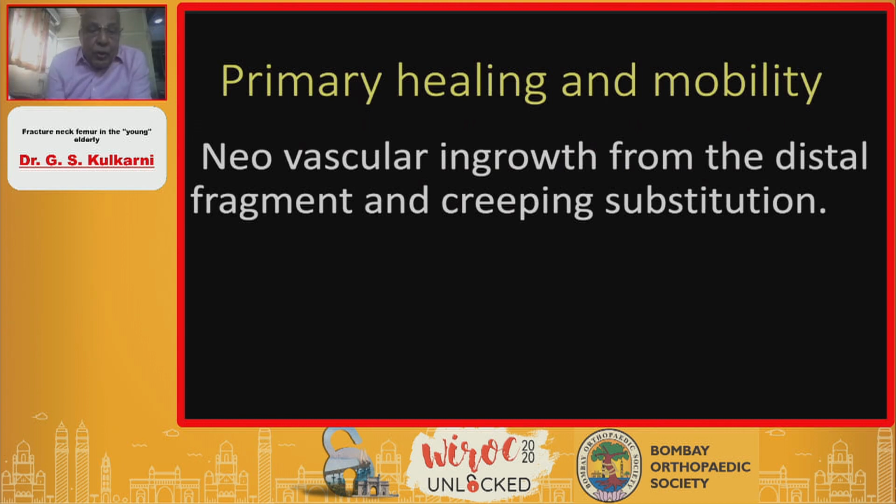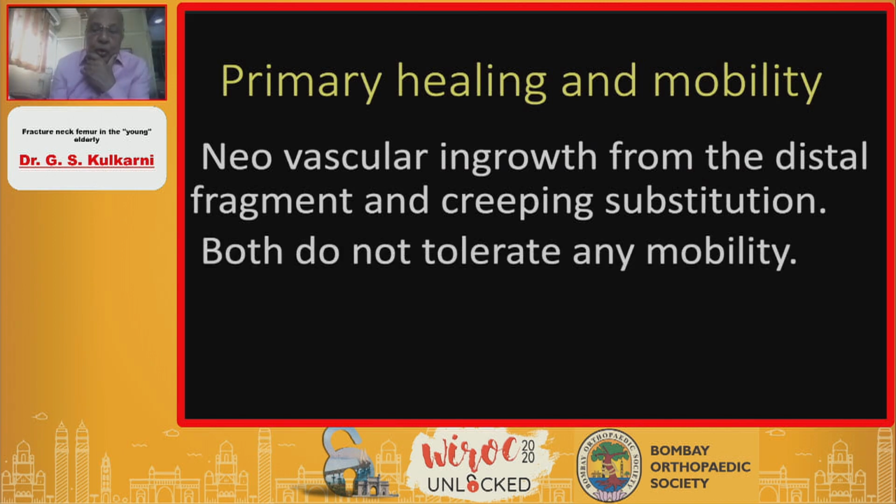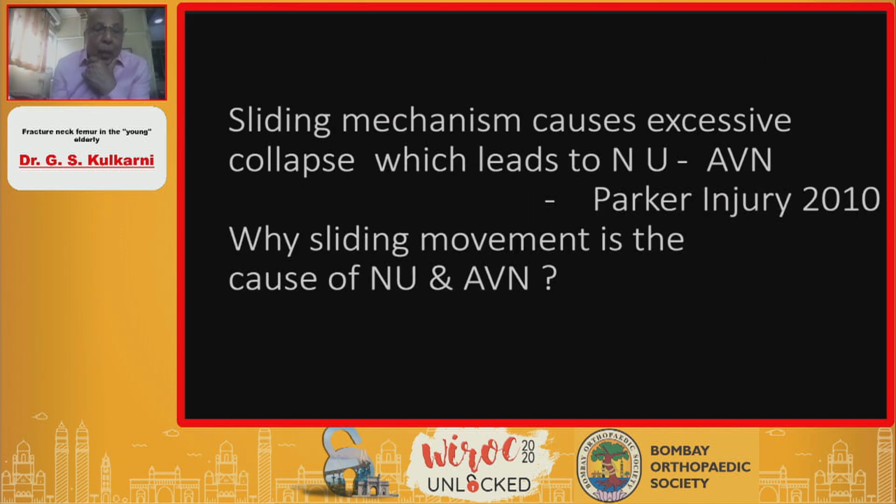There is neovascular ingrowth from the distal fragment, which has an abundant blood supply. There is also creeping substitution. These two processes are microscopic processes. They do not tolerate any mobility. Sliding mechanism is the cause of excessive collapse, which leads to non-union and AVN.